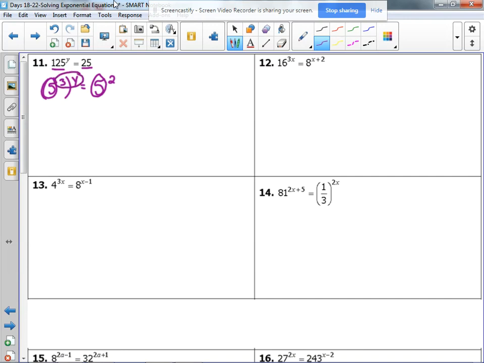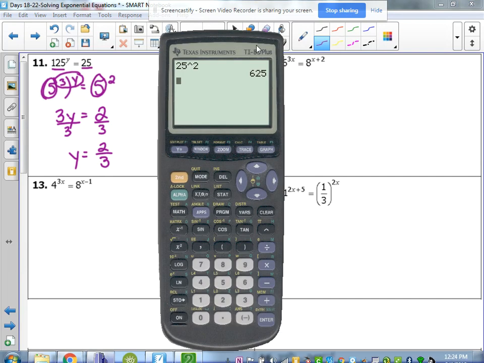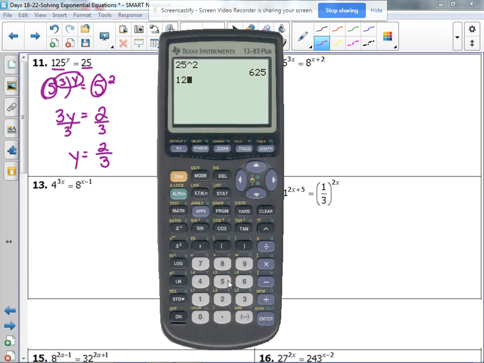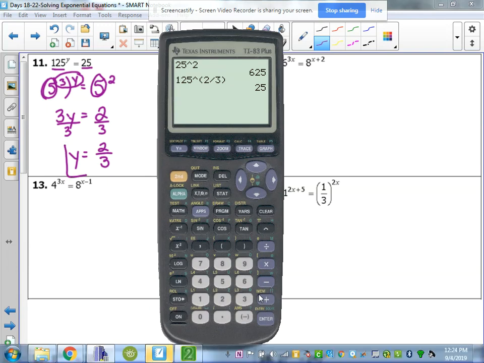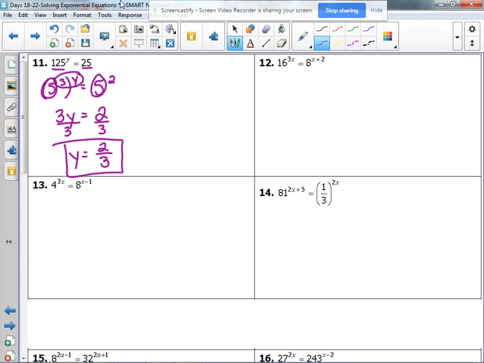If we have a power raised to a power, remember we multiply that. So we've got 3y is equal to 2. Then we divide both sides by 3. We get y is equal to 2/3. Just a reminder, plug it back in to check. As soon as you hit that exponent button, you've got to start a set of parentheses. Whether it's a fraction, anything but a single number, you have to put parentheses. So 125 raised to 2/3 is 25. 25 was what we had on the other side of the equation, so we're good.